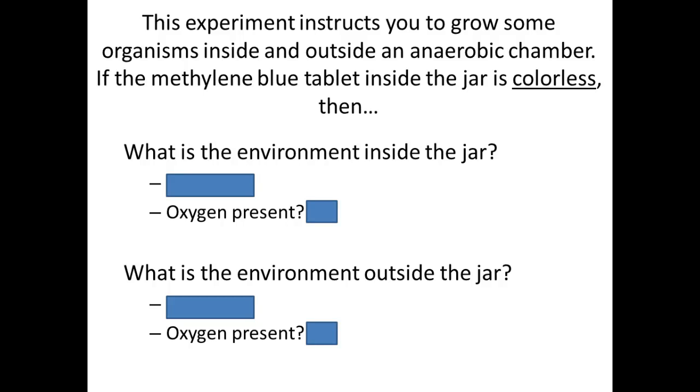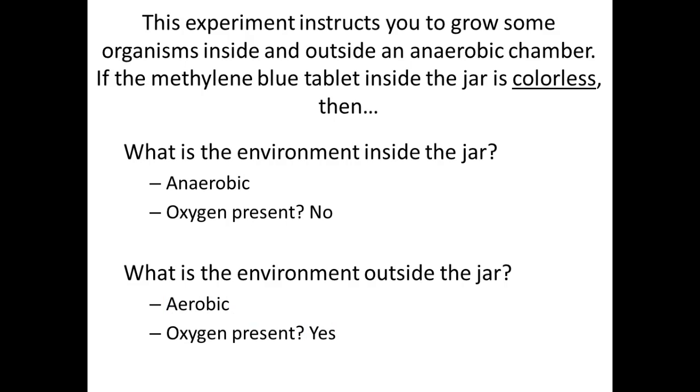So this experiment, if we were to do it, instructs you to grow some organisms inside the jar. If we do that properly, what type of environment is that going to be inside the jar? Anaerobic, without oxygen. And outside the jar would be aerobic, right? And again, the methylene blue strip would be colorless, right? So what is the environment inside the jar? If we do it correctly, it's anaerobic. Is oxygen present? No. What's the environment outside of our jars right now? It is aerobic. Is there oxygen present? Yes. Otherwise, we'd all be dead, right?